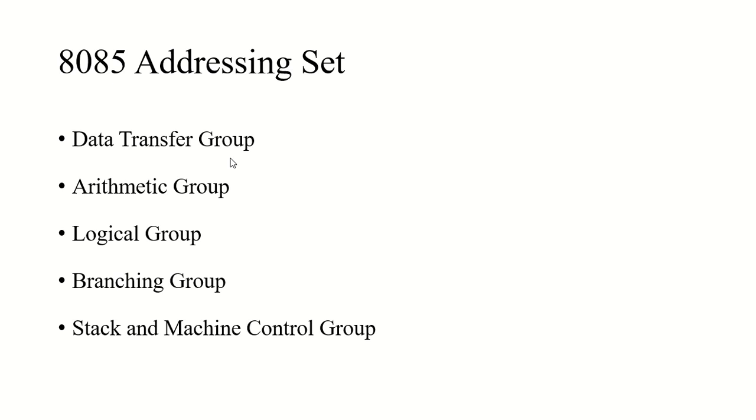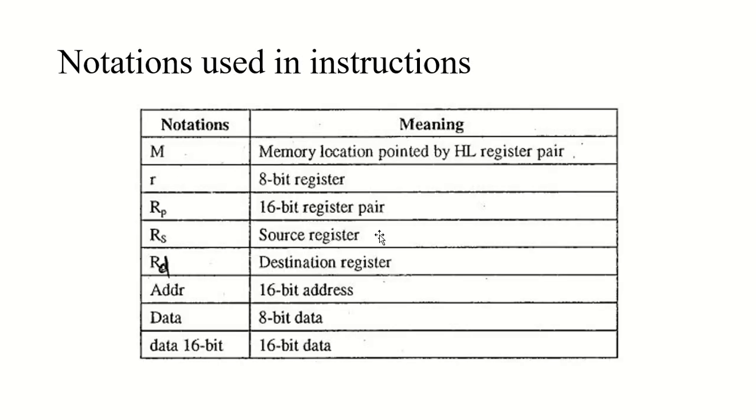Now let's come to the different addressing sets of 8085. Instructions are generally classified into functional categories like data transfer group, arithmetic group, logical group, branching, stack and machine control group, right? And we have different notations which we use for different instructions, like M for the memory location pointed by HL register pair.